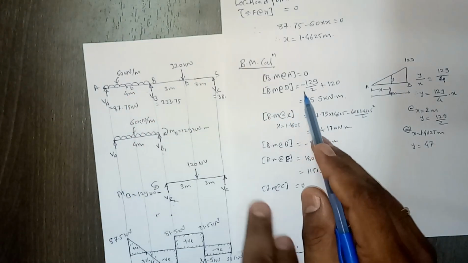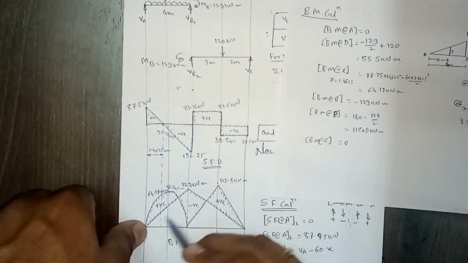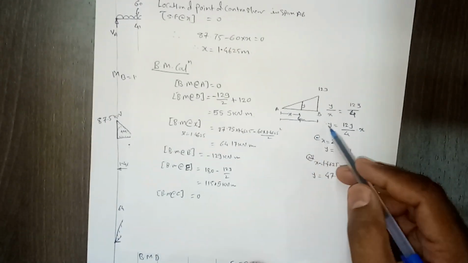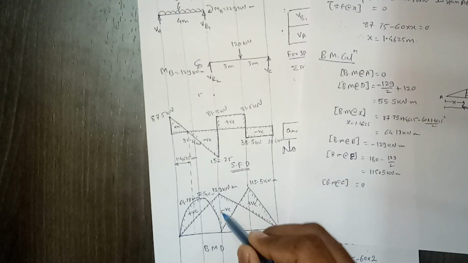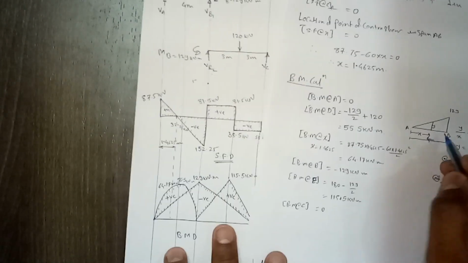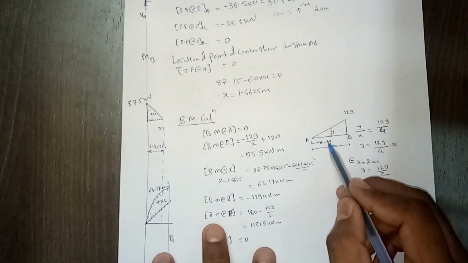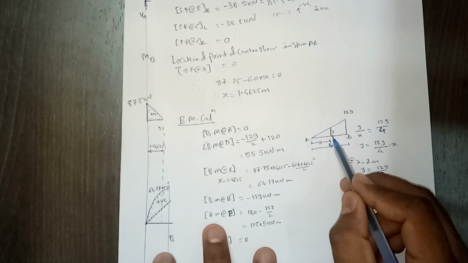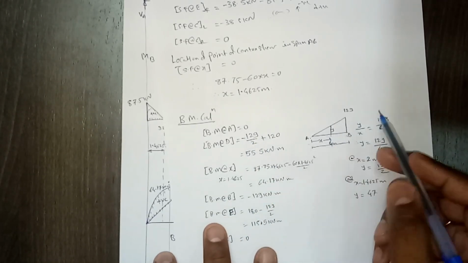So the negative bending moment of this portion will be half of this height. Using the similarity of triangles, you can easily calculate that the bending moment will be half, because of this triangle and this triangle, right? So this is A, this is B, and I'm just showing the AB portion. In the AB portion this height is 129, so at mid distance, when x equals 2, it will be 129 by 2, okay? Since these two triangles are similar.